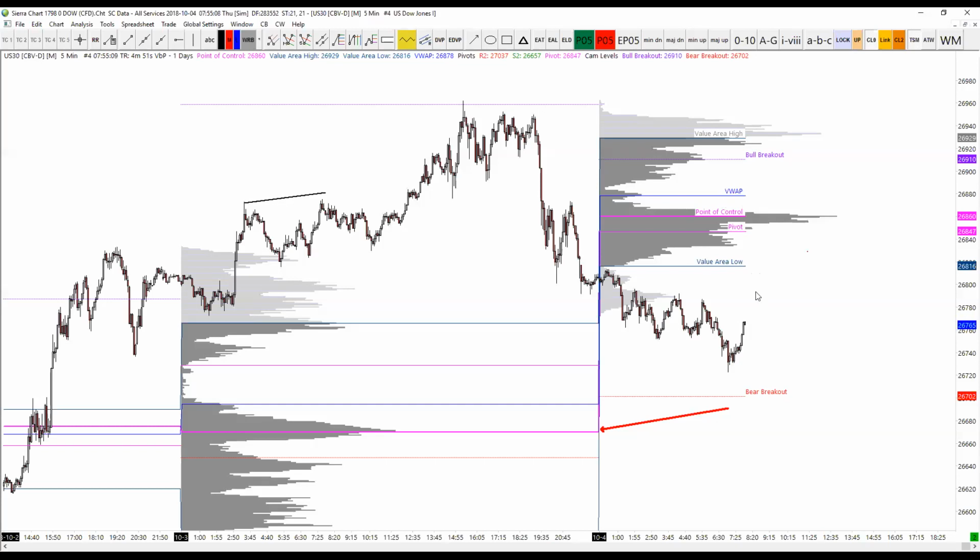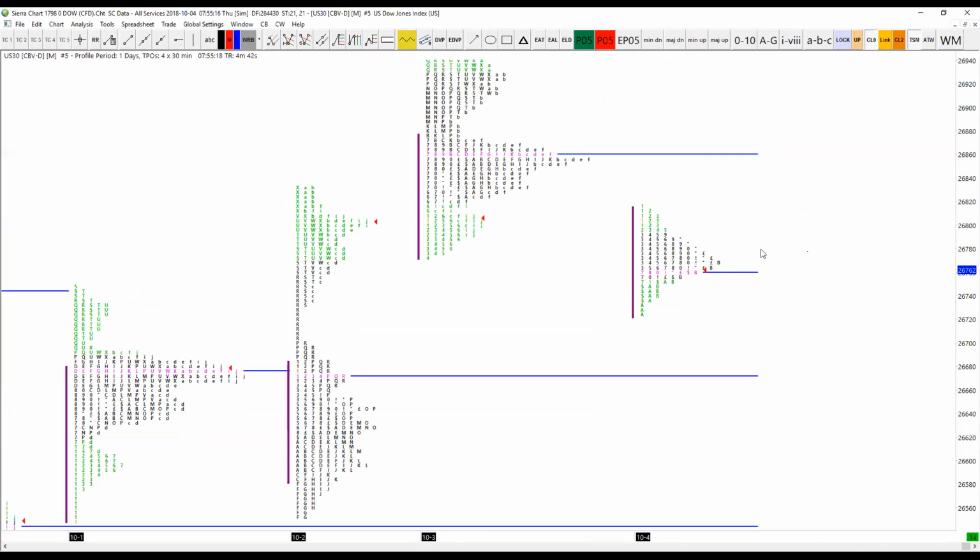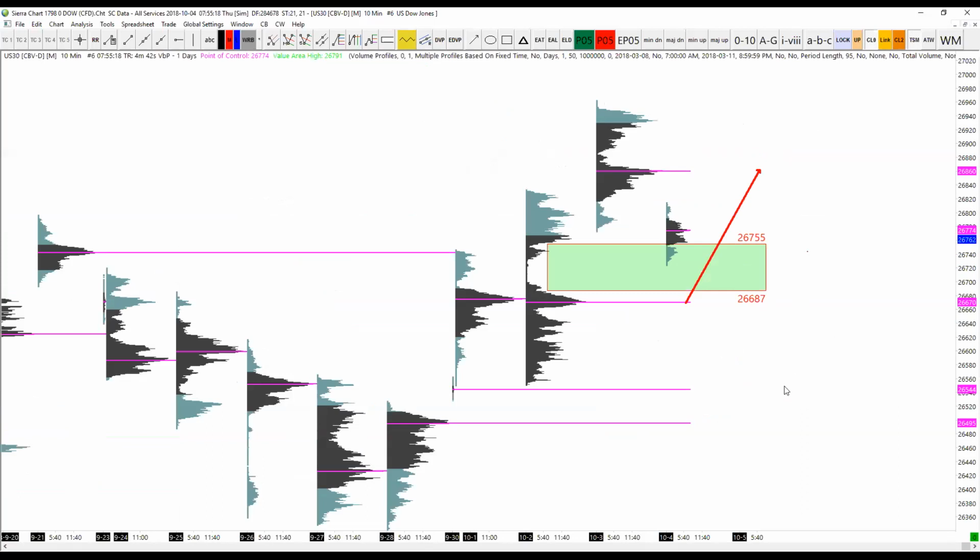If we break inside the value area low, you'd imagine a lot of people are going to target the value area high, and that's a good 100 or so points move if it manages to do it. Again, if you want more information on the Dow, it will be in the recorded video. 26,495, 26,544. We're looking at 670, 774, and 860 as potential targets for exposed points of control on the Dow.